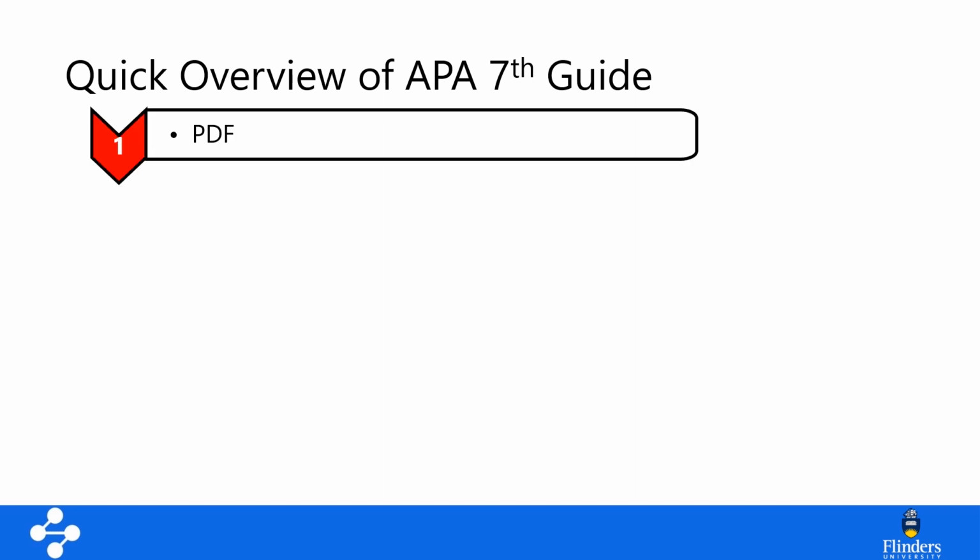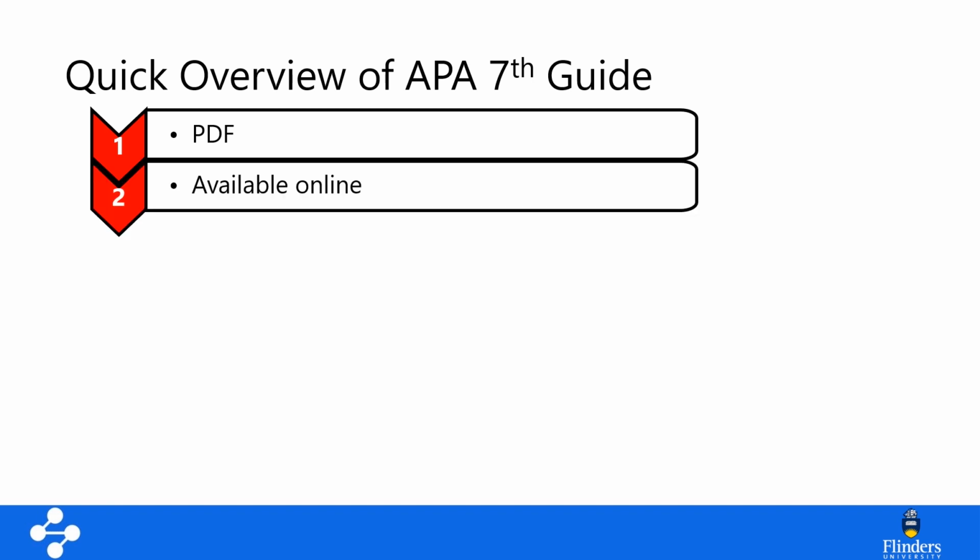First, like the previous guide, the APA 7th guide is a downloadable PDF. This means that you can download or save or print it. We suggest you do both. It is very handy to have a printed copy around when you write so that you can refer to it quickly. Second, as previously mentioned, it is available online, which means that you can access this anywhere as long as you have internet.